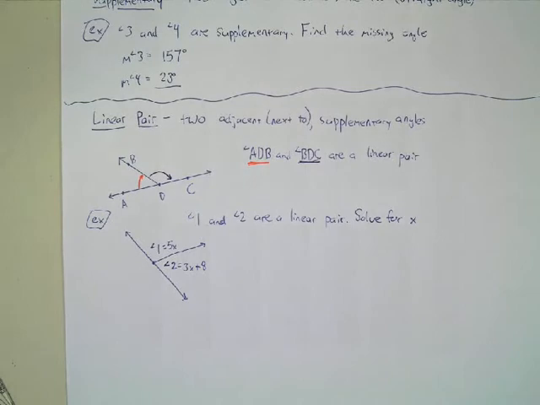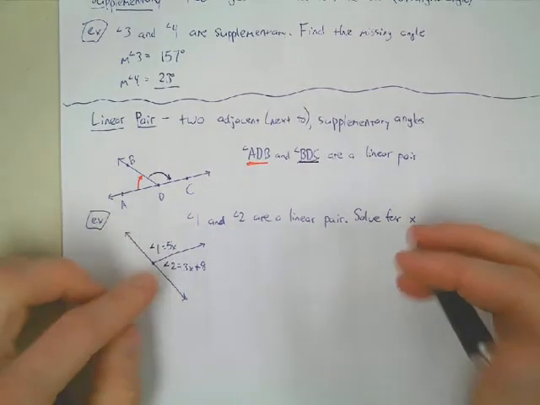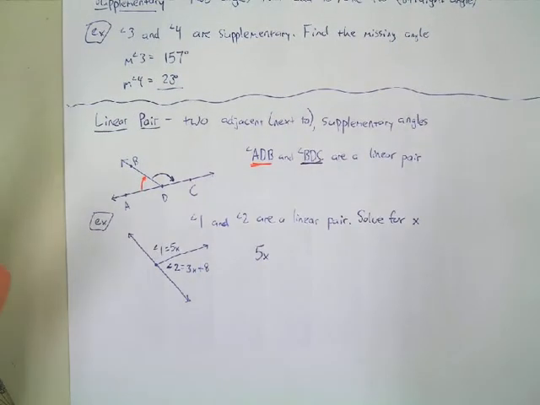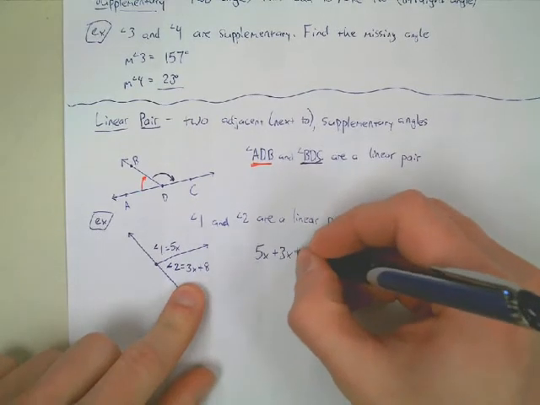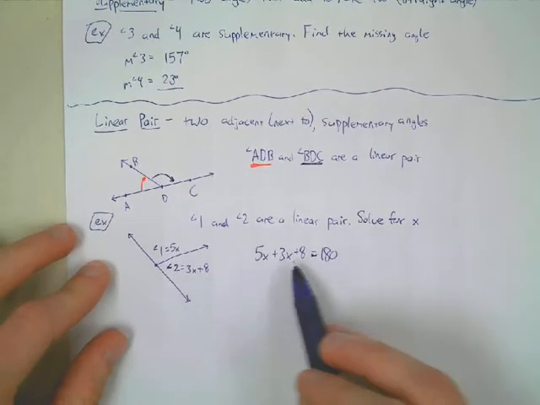All right, so what's the equation we can set up here if these two angles are a linear pair? That means they're supplementary, so they have to add up to make 180. What plus what has to equal 180? These two angles are supplementary. So it should be 5x plus what? 3x plus 8 equals 180. It's these two angles that add up to make 180. Do you see what we're doing here? We're taking the small angle plus the small angle, and it makes this 180-degree angle.